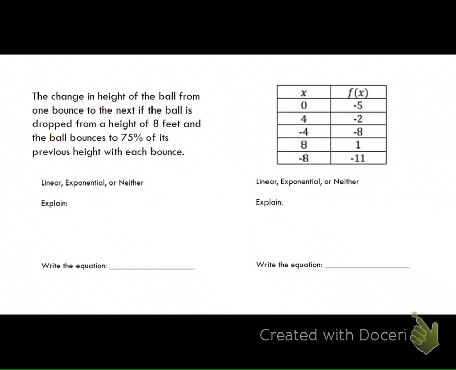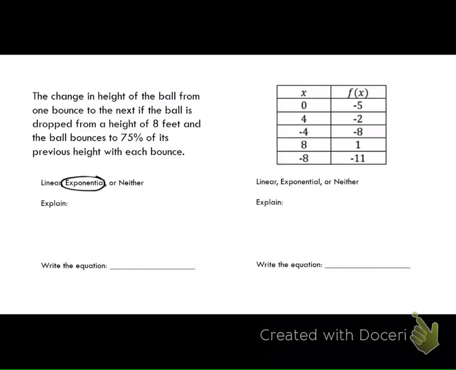The change in height of the ball from one bounce to the next if the ball is dropped from a height of 8 feet and the ball bounces to 75% of its previous height with each bounce. Alex, linear, exponential, or neither? Exponential, what are you going to be multiplying by?